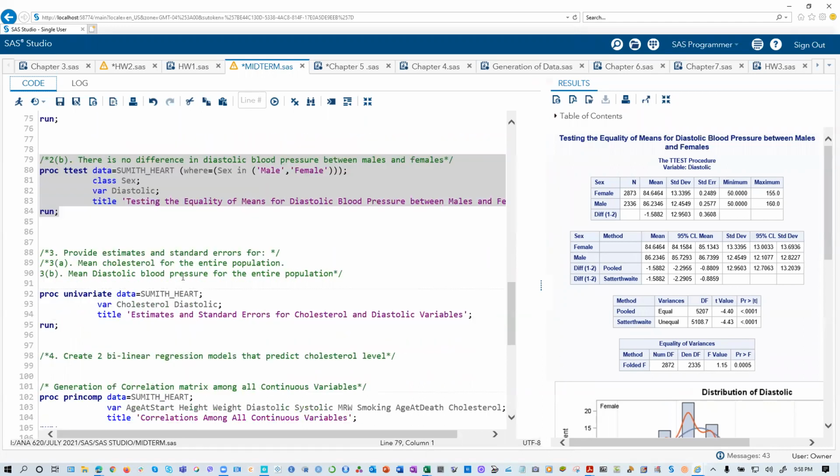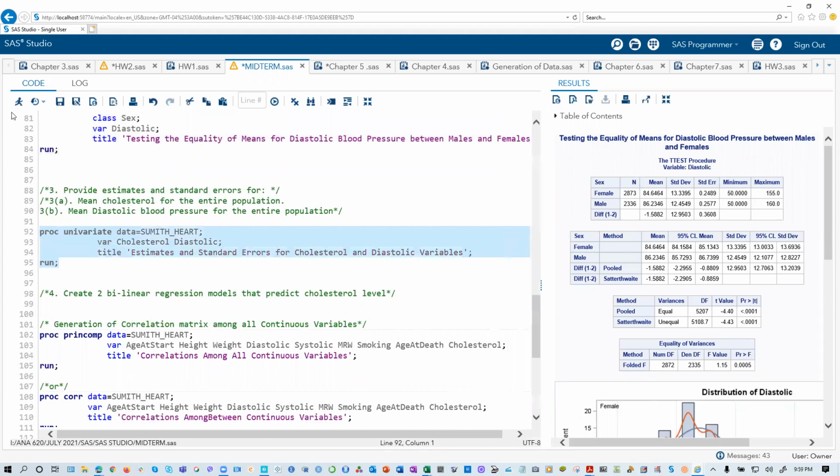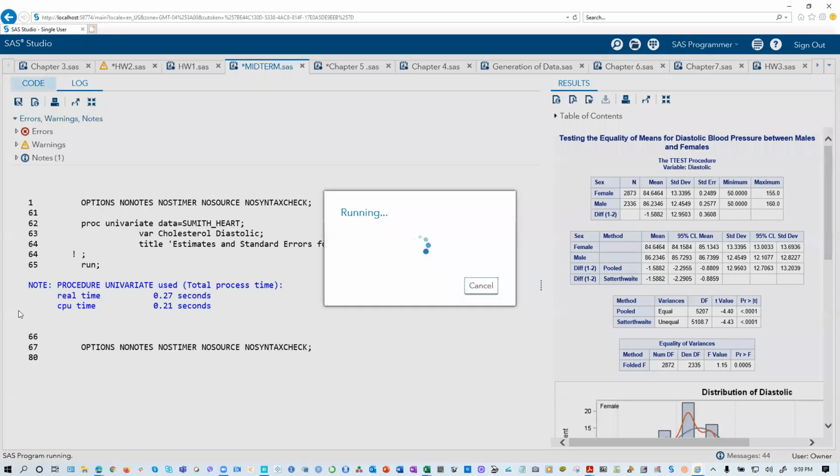And in order to provide the estimate and the standard error for mean cholesterol for the entire population, and mean diastolic for the entire population, you're going to run the univariate procedure. The variables are cholesterol for the entire population and the other one, diastolic. Cholesterol and diastolic can both be tackled in the same program, same code. So I'm going to run the univariate for both.